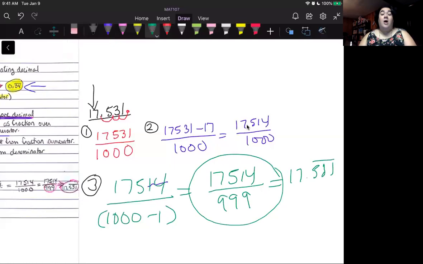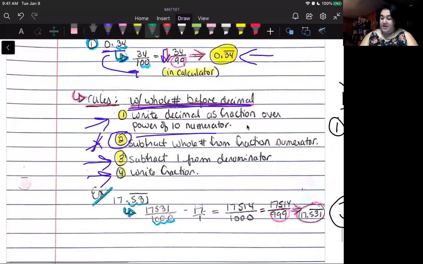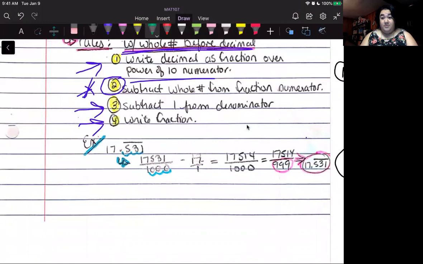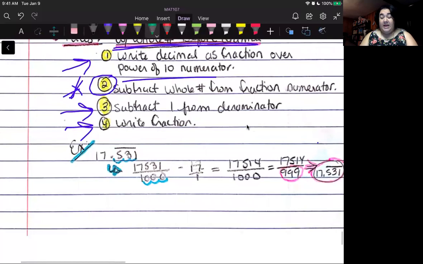Okay, so that is what you see here explained. The steps, and then you can see them being followed here. And that's how you would turn a decimal that has a repeating portion to it, even though it has a whole number, into its appropriate fraction. And that's the fraction right here that you would get, following these steps.